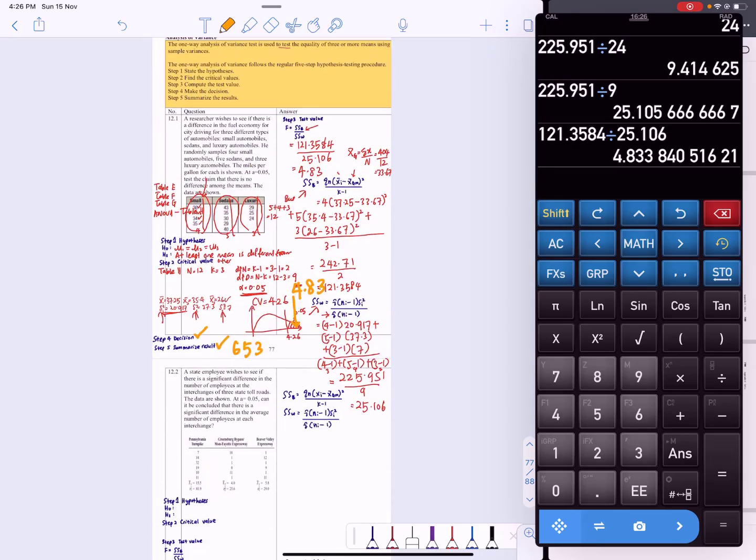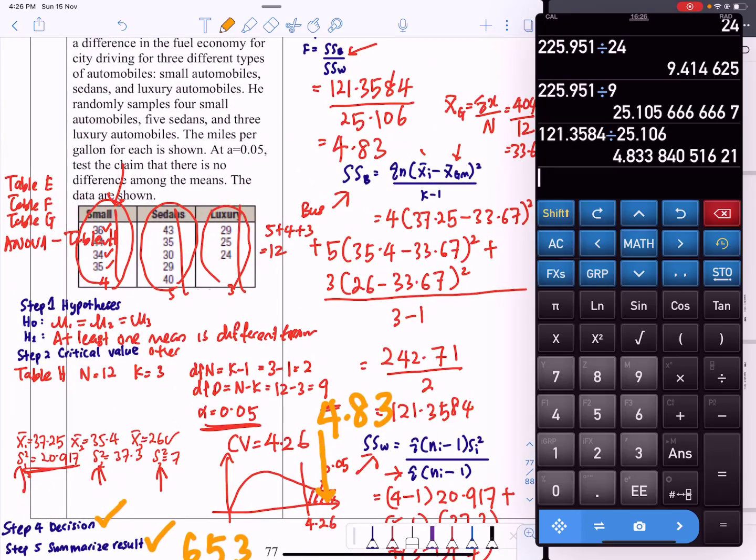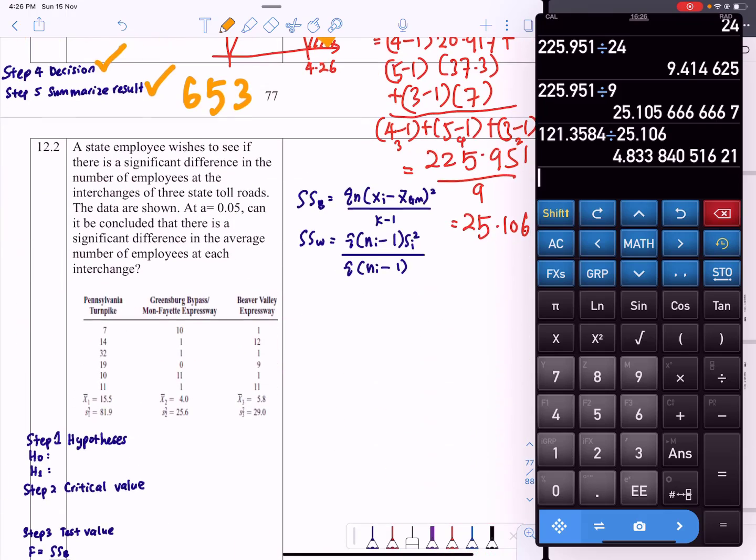Okay, that's all for the ANOVA. Hopefully you can do the exercise for this one. This one is very easy because it already gives you the mean and also the variance. Okay, the mean and also the variance.